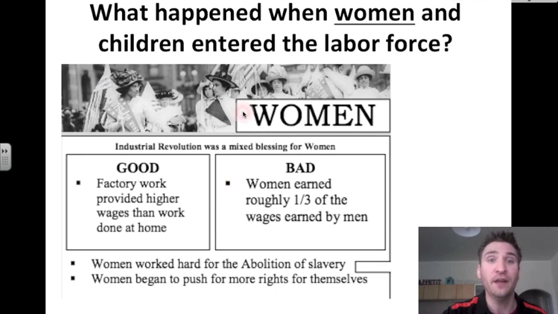Also, women have a mixed blessing here in the Industrial Revolution. The good part of the Industrial Revolution was that factory work provided higher wages than work done at home. The bad side of the Industrial Revolution for women was that women earned roughly 1/3 of the wages earned by men. Yes, that's right, there was sexism involved. So women begin working hard for the abolition, the end of slavery.